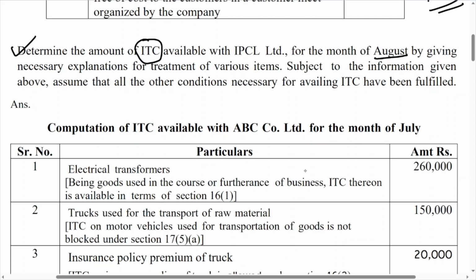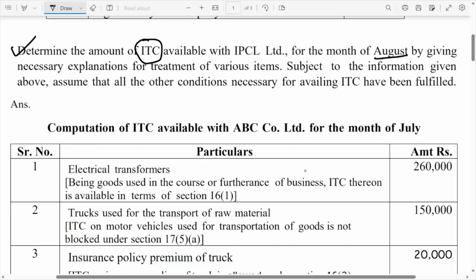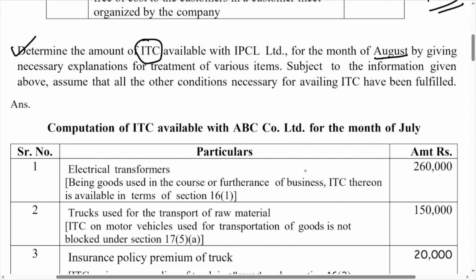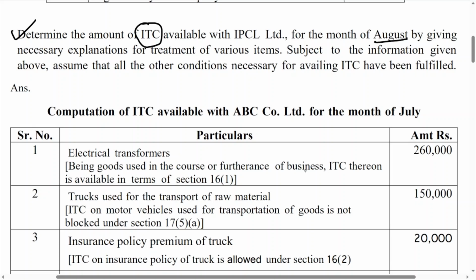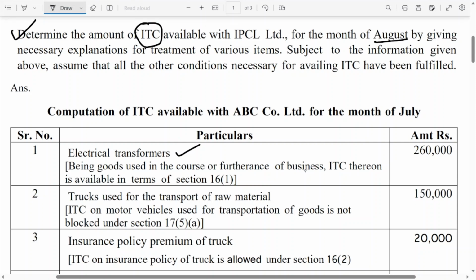Electrical transformers are used for the business purpose. So whatever GST you have paid on it, ITC for the same is available, because electrical transformers are used for the manufacturing process, as given. Here you have to write down the reason: electrical transformers being goods used in the course or furtherance of business, ITC thereon is available in terms of section 16 subsection 1. So the GST of 2,60,000 is available as ITC.